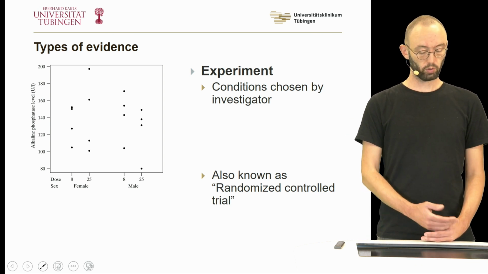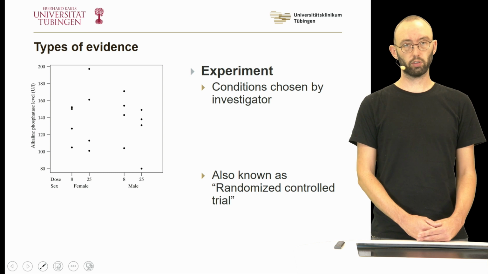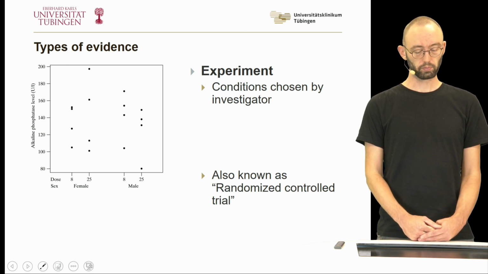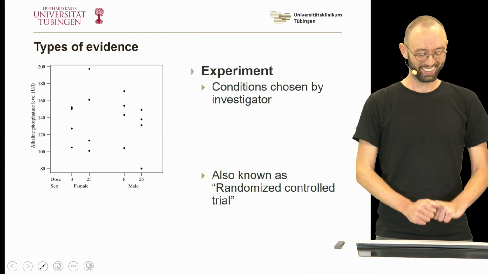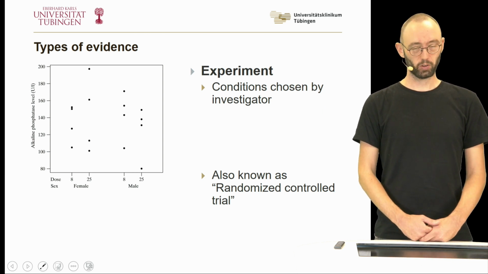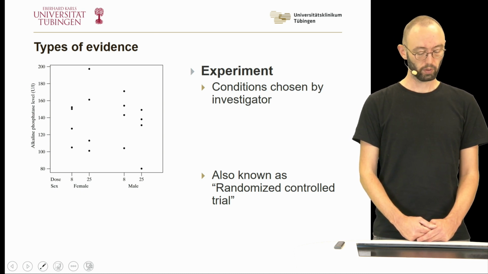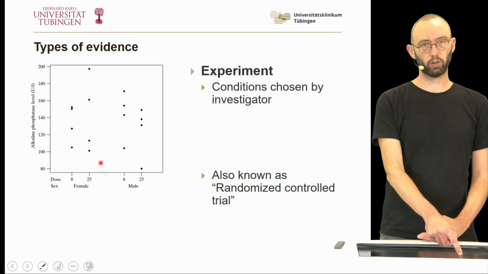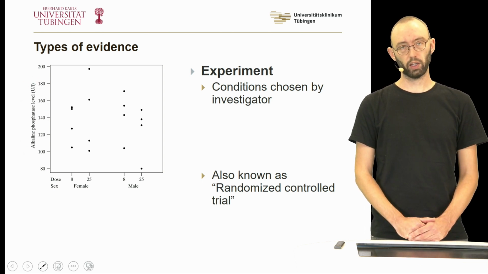So in many toxicology studies, for example, animals are used to assess the toxicological effect of certain substances. So in toxicological studies, experiments are used to determine the toxicological effect of certain substances in animals. And here, for example, the investigators used a female and a male group and a dose of 8 and 25 units and collected data how this changes a certain variable in the blood serum of these animals.